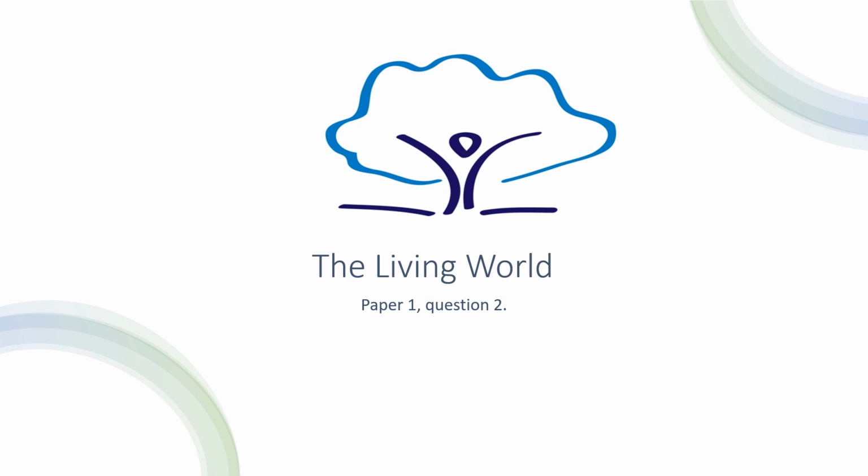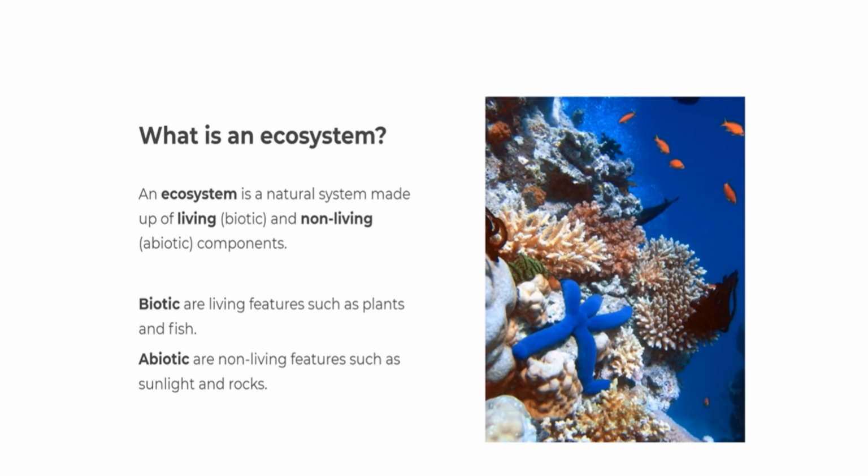Right, so let's get this ball rolling. So, what is an ecosystem? An ecosystem is a natural system which consists of biotic and abiotic features. So the biotic is the living species within an ecosystem. This could be the animals, the plants. And the abiotic are the non-living features. This could refer to the climate, the soil, the rock type.